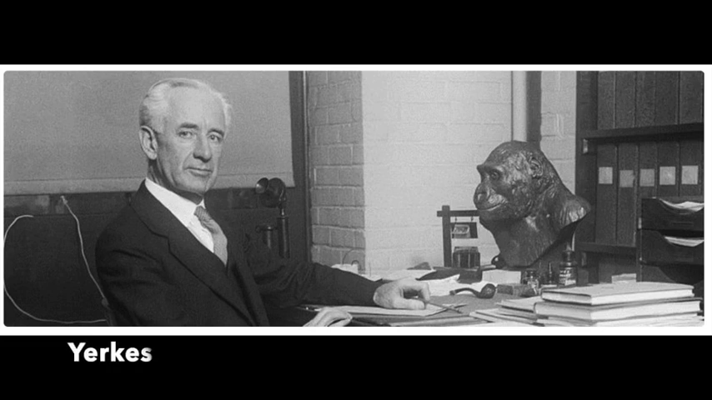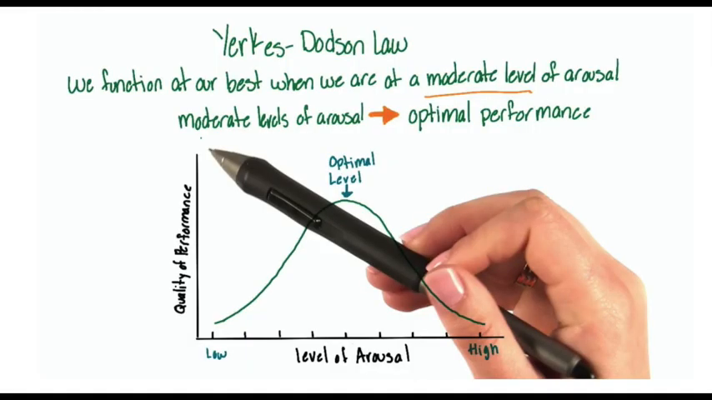So for further support for that idea, I'm going to show you the Yerkes-Dodson law. This is Yerkes, and this is Dodson, and they created this law in 1908, and the law is that we function at our best when we are at a moderate level of arousal. In other words, moderate levels of arousal lead to optimal performance. So this law has been used in everything from sports psychology to gambling, but we're going to use it in our statistics class to help us harness the power of that good eustress that can create that anxiety at an optimal level for us where we'll be able to really perform at our best.